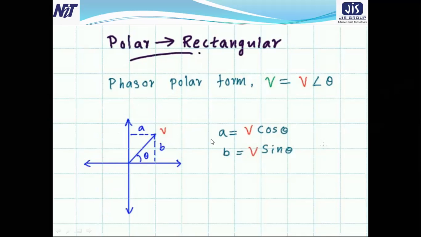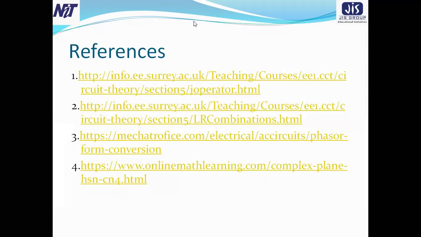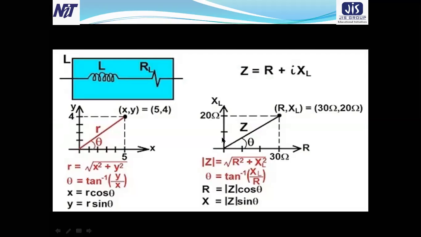Here, in this circuit diagram, you can find a Z, that is the combination of L and R. So what is Z? We know that Z is R plus jXL. Here it is obviously R plus jXL.